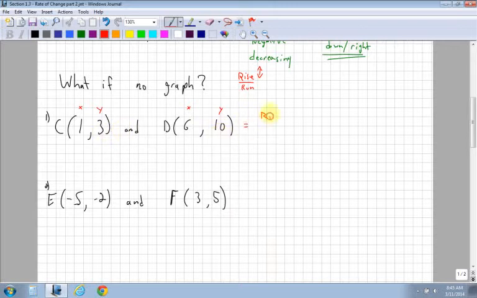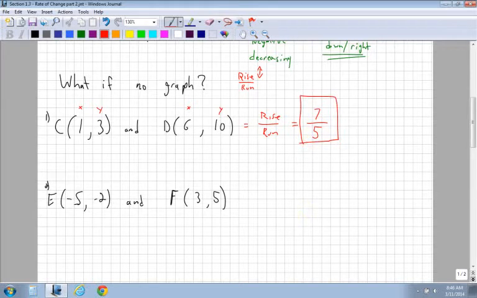So for this one, my rise over my run, you can actually look at the points themselves. So from 3 to 10, is that going up? Yes. And is it going up by how many? Well, it's going up by 7. And it's going up, so it's positive. Next thing I do is I look at my 1 to my 6. So is that going up or to the right? Yeah, it's getting bigger. And how many is it getting bigger by? Well, 1 to 6 is 5. So my slope is actually 7 over 5.